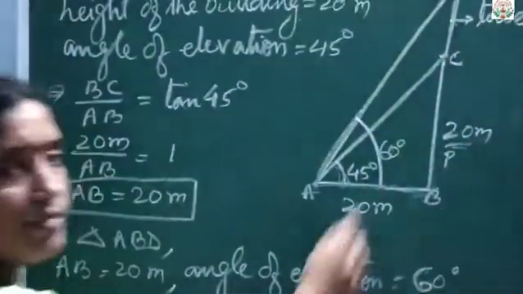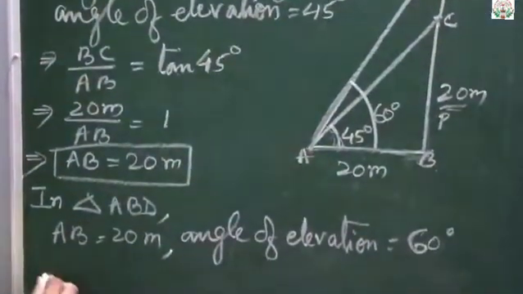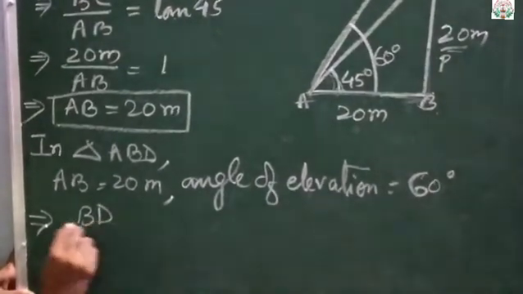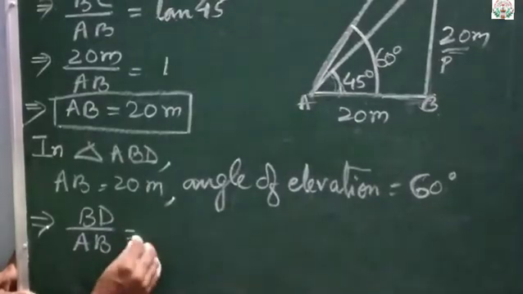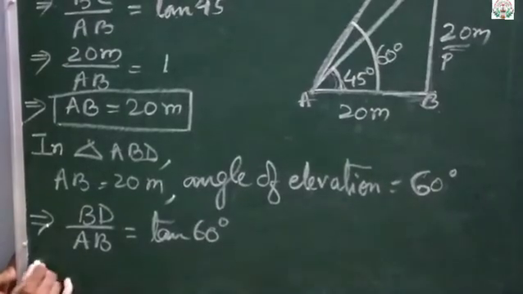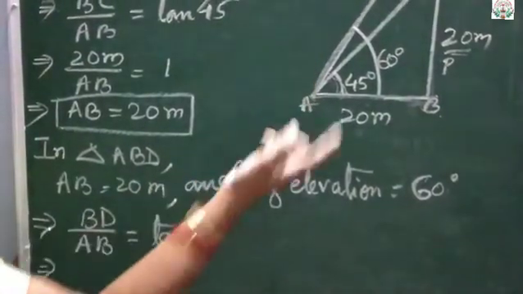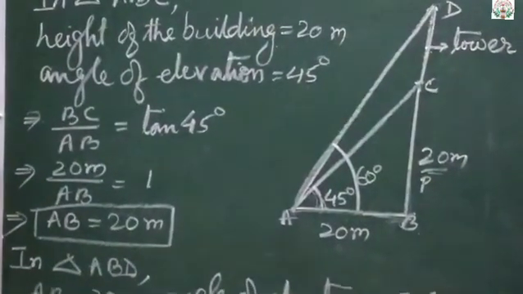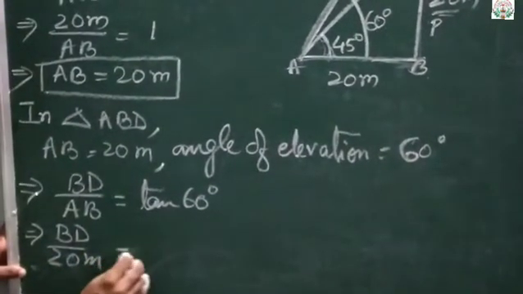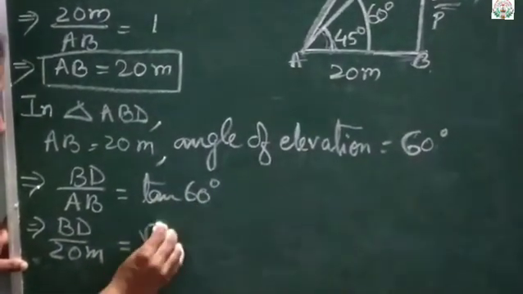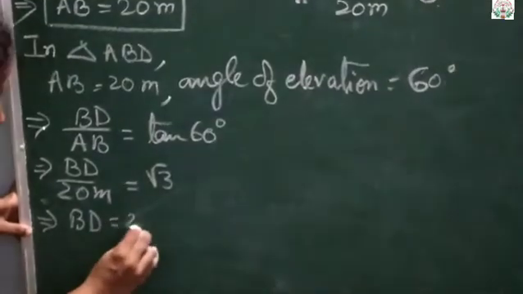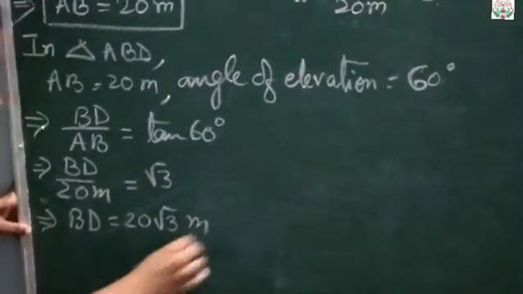So how will you get the P? Again the tan function, that is BD upon AB equals tan 60 degrees. BD we do not know, BD we have to find, so leave BD as it is. AB is 20 meter, equals tan 60, which is root 3. Now on cross multiplication what you will get? BD equals 20 root 3 meter.